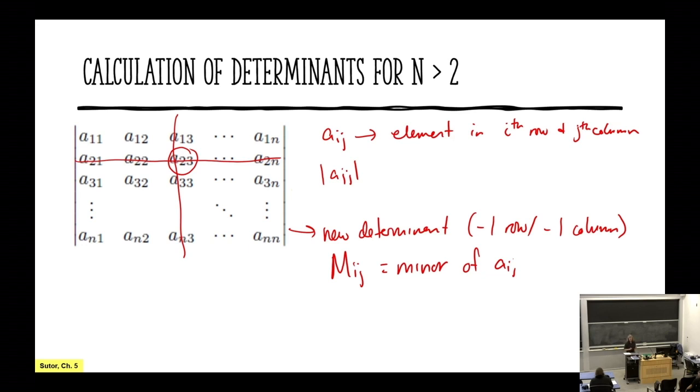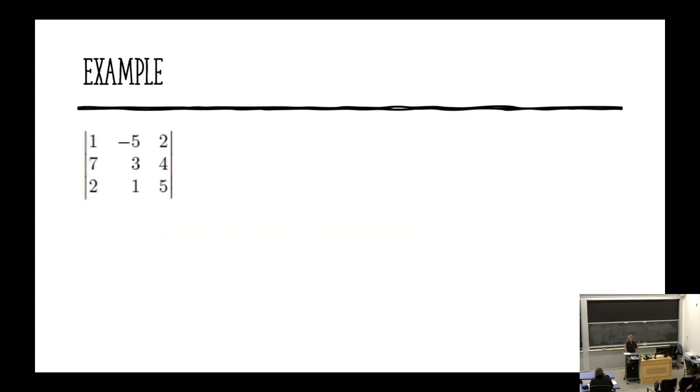So if we take an example, we have this 3 by 3 matrix. Let's identify A23. The minor of A23 is going to be the determinant that's left after I cross out row 2 and column 3. So M23 equals 1, minus 5, 2, 1.